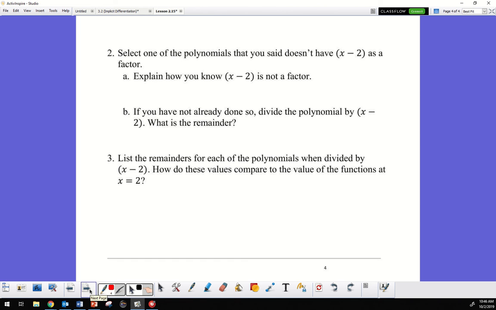Now, let's look at C. Select one of the polynomials that you said does not have this as a factor. How did we know? Because what? You can't multiply something by 2 to get 5, right? Okay, we can't. Let's go with negative 2 to get negative 5, right?